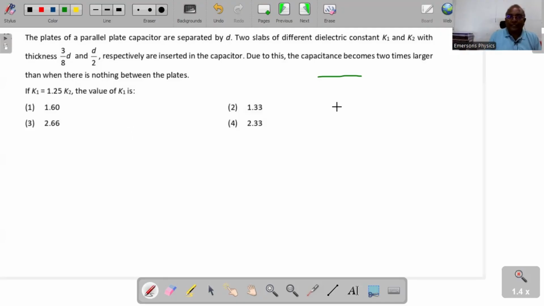We have a parallel plate capacitor. Its capacitance is epsilon naught A by D. This is the actual capacitance. Now let me draw the diagram of the same capacitor. This is the actual capacitor C.